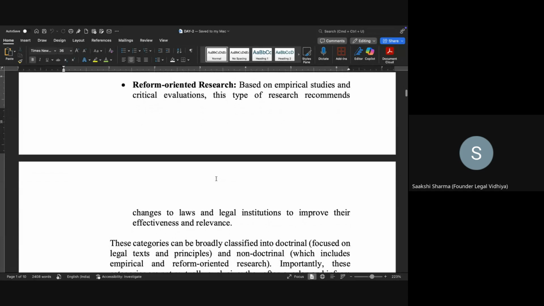And now the fourth one is reform oriented. As the name suggests, what does reform mean? Reform means bringing change. Based on your empirical studies or empirical investigation and your critical evaluation, this type of research recommends changes in law and legal institutions to improve their effectiveness and relevance.